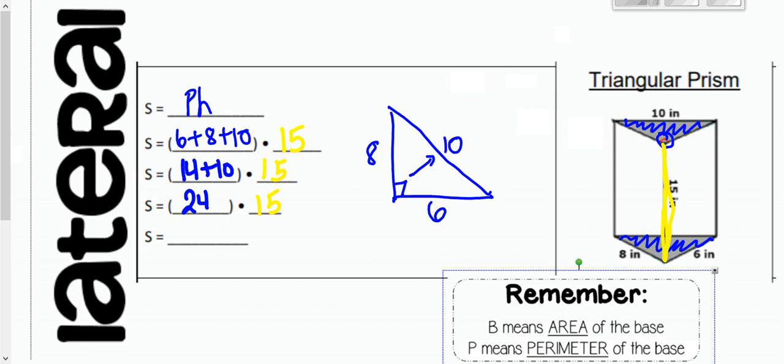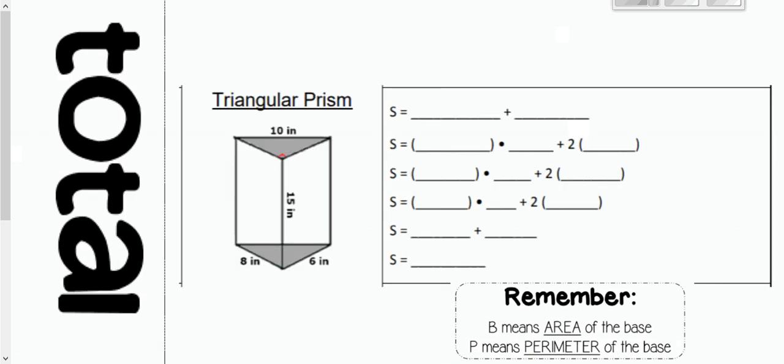24 times 15 is going to give me the lateral surface area of my prism. So just the middle section, everything except the bases. 24 times 15 gives me 300. Oops, sorry. 360. So my lateral surface area is 360 inches squared.